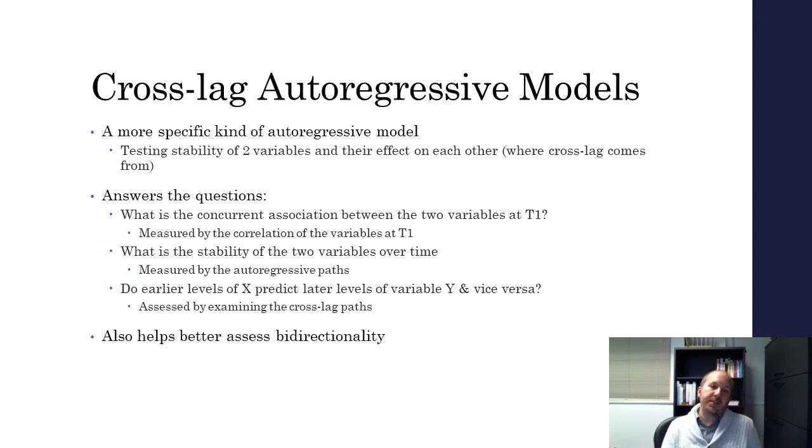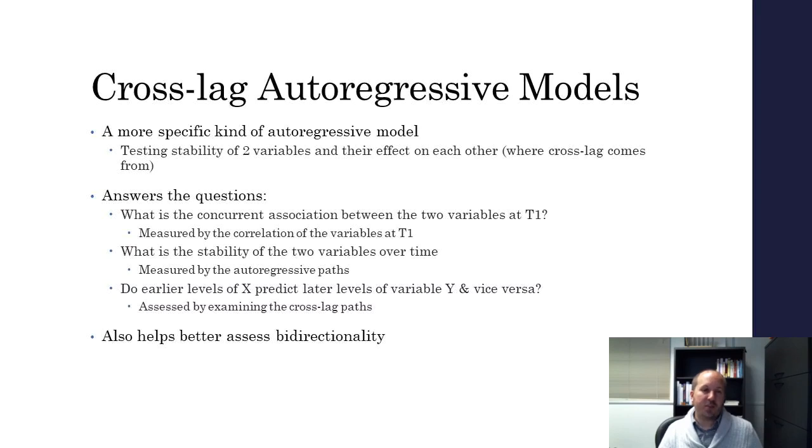There is one other kind of specific autoregressive model, and that's the cross-lag autoregressive model. The cross-lag autoregressive model is really when we have two sets of variables that we are interested in assessing stability for, and also want to look at the interaction, or in other words, how they impact each other across time. So we're testing the stability of two variables and their effect on each other. The cross-lag part is that effect onto each other.